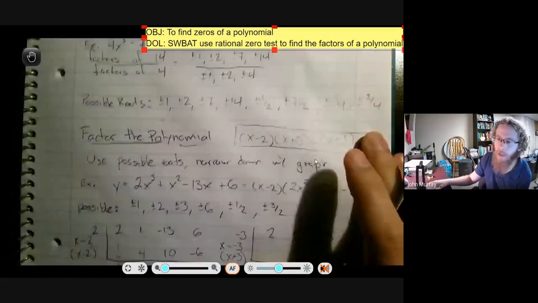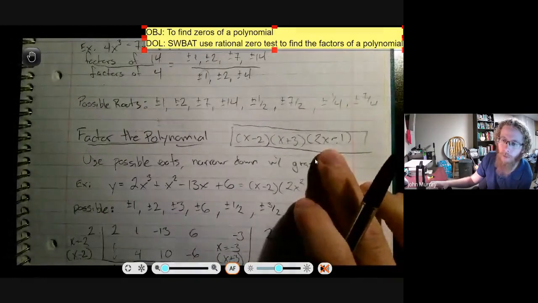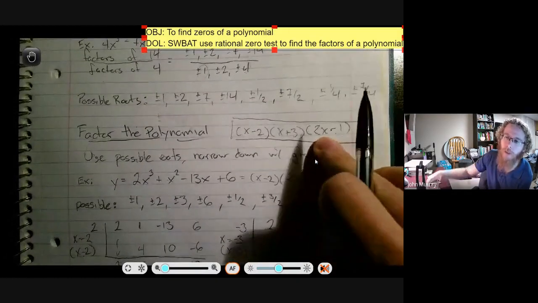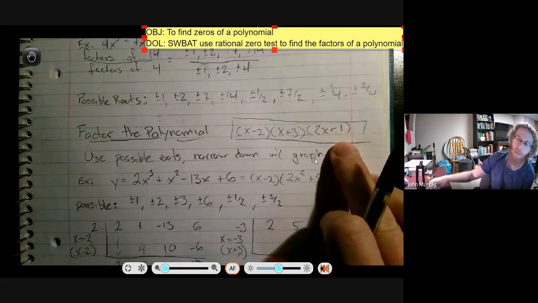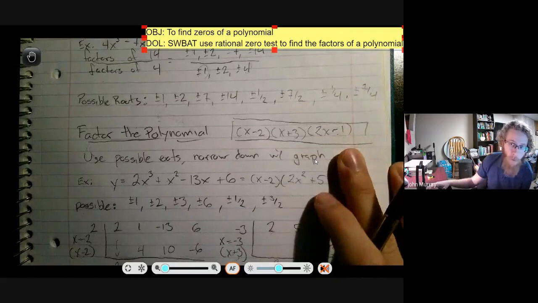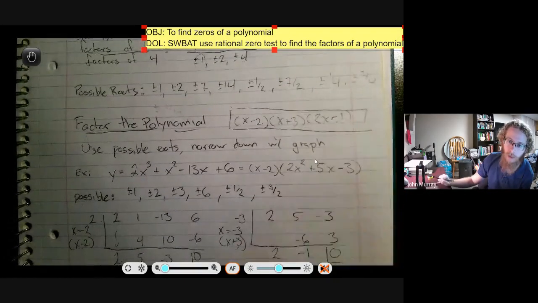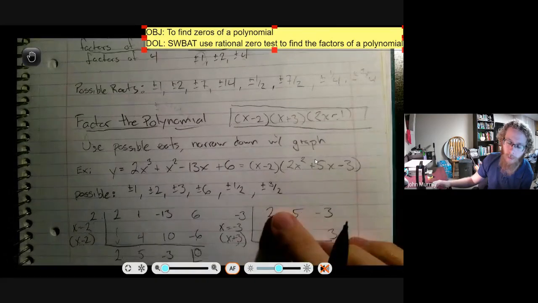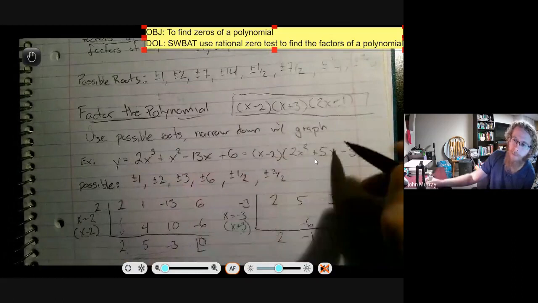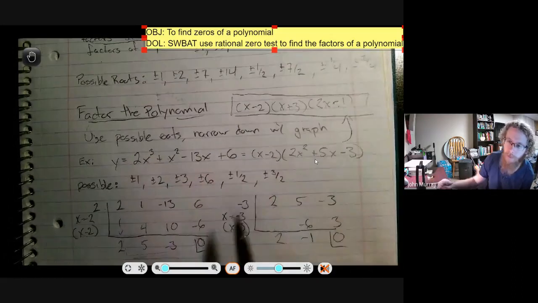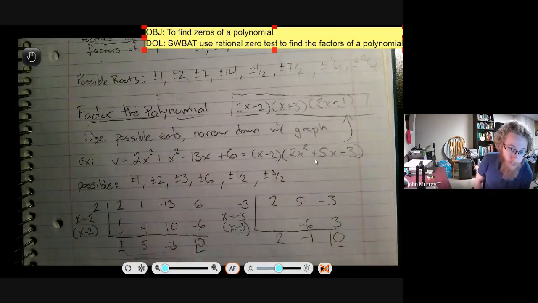And it just so happens that it's all nice real numbers. And guess what? If you solve this, you add 1 to both sides and divide by 2, you get your other zero, 1/2. All right, so that's all the factors of our original polynomial. Okay. Any questions?